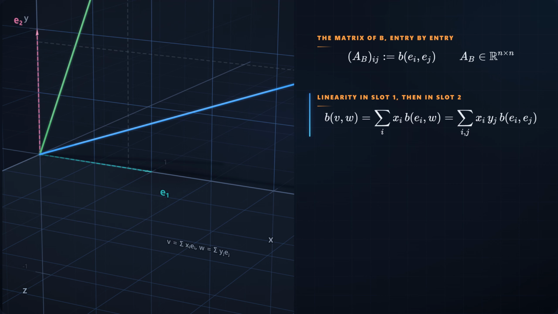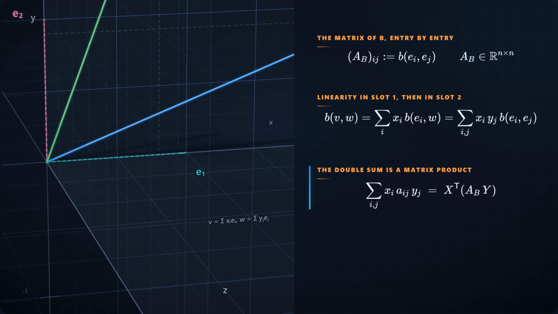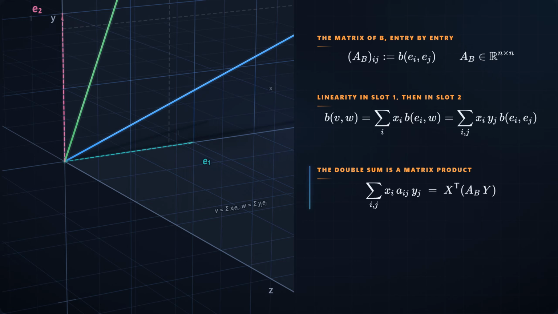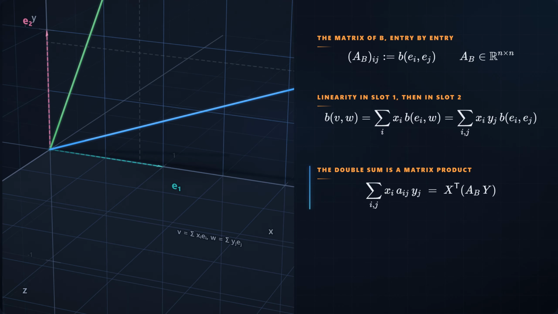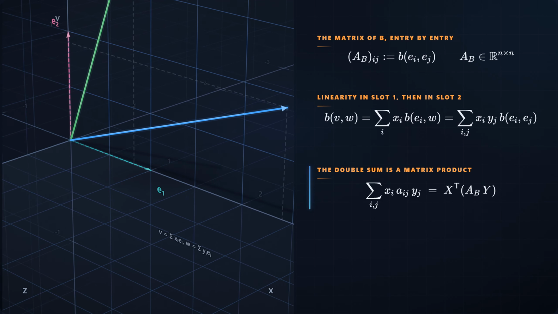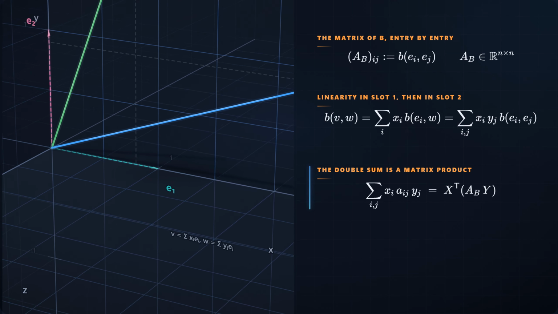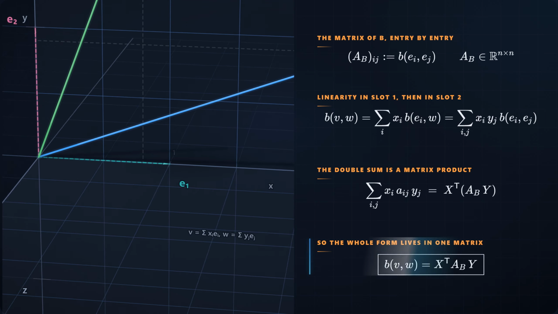Watch bilinearity do the work twice. Feed V as a combination of the E's into the first slot. Linearity pulls the X's out front. Then expand W in the second slot. Linearity pulls the Y's out too. What's left is a double sum of Xi times B of Ei, Ej times Yj. And that double sum, that's just row vector, matrix, column vector, isn't it?